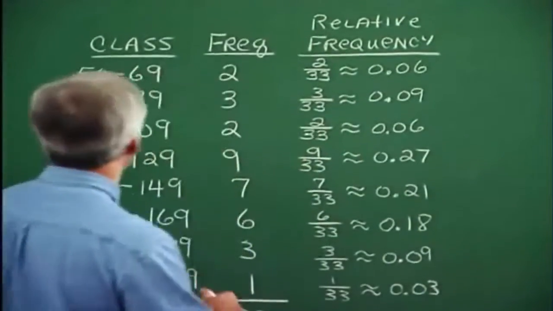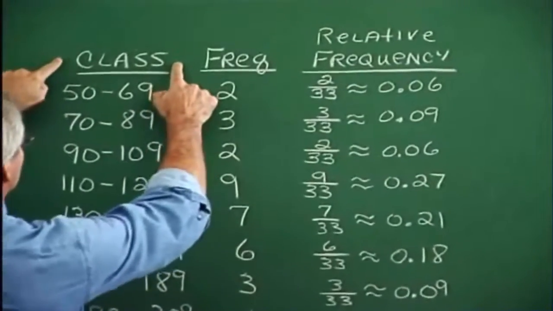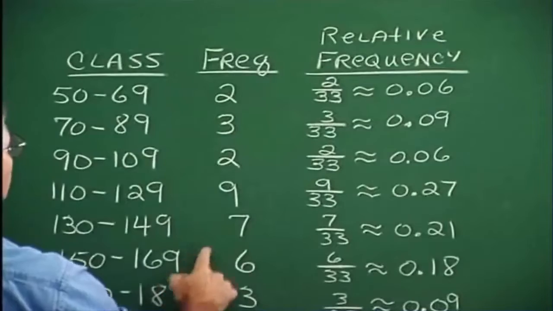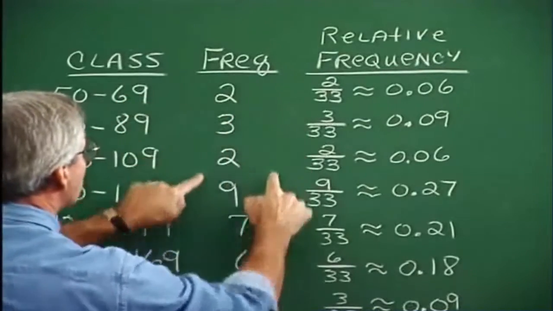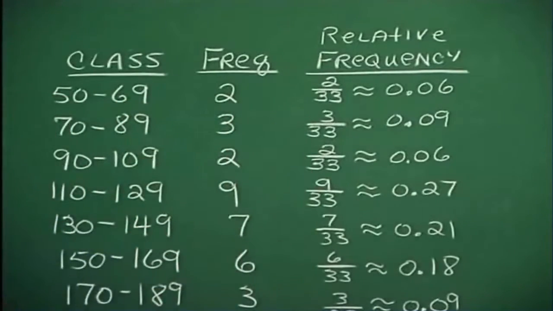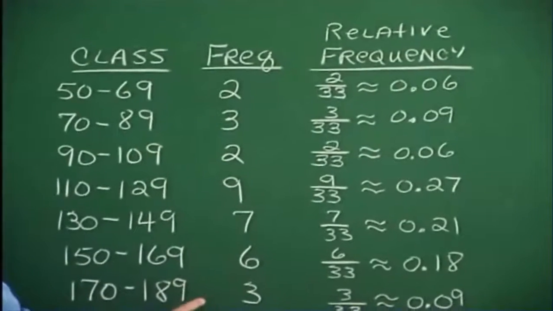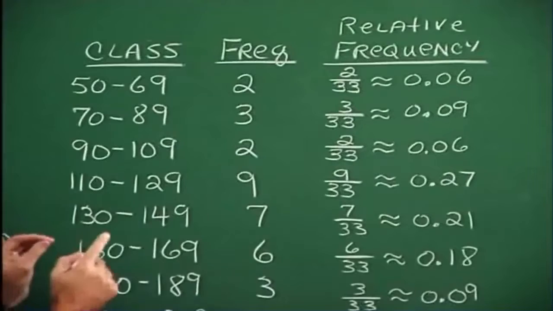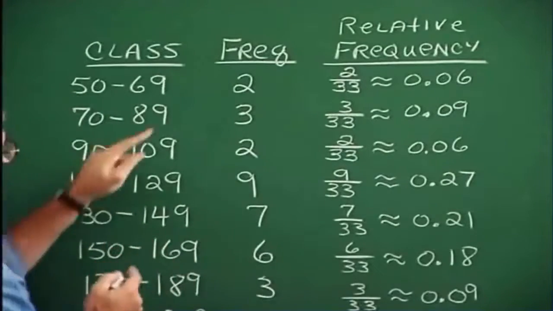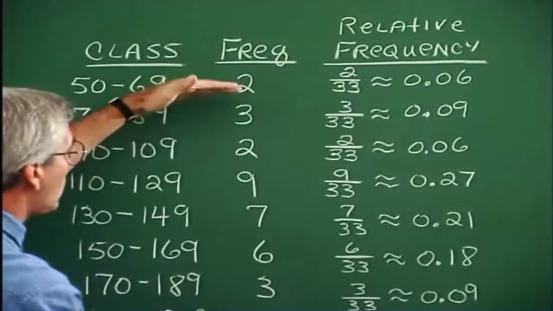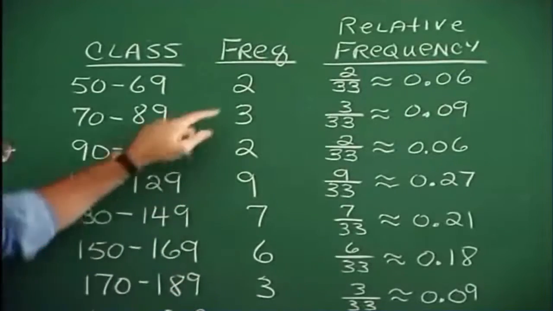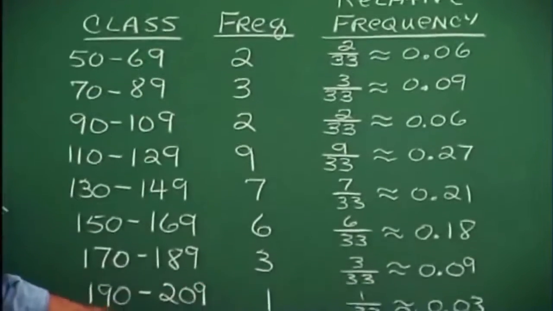In our previous example, here are our class limits, 50 to 69, 70 to 89, and so on. Now here is a frequency number associated with each of those, and we calculated these frequency numbers before. Now the relative frequency is the quotient of this number with the total number of scores in the entire group. If we add the frequency numbers, we get 33.